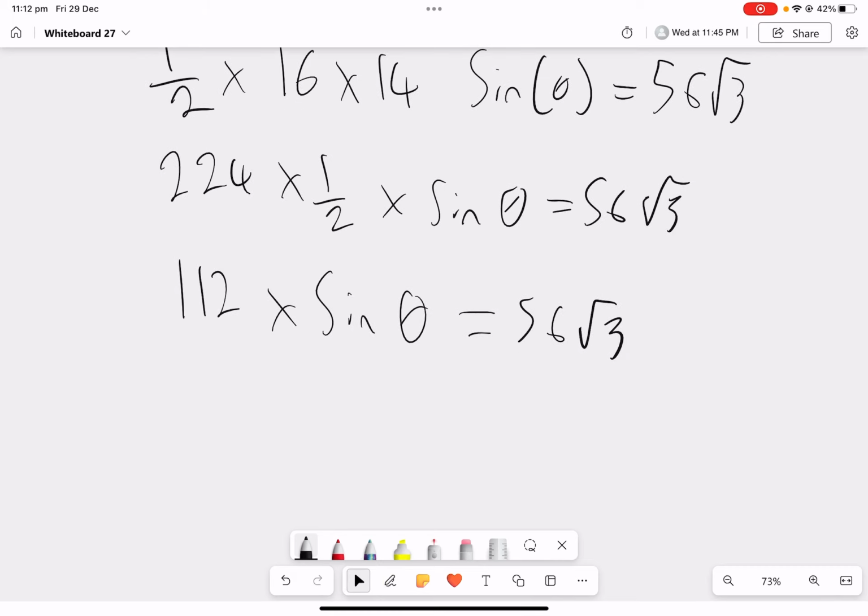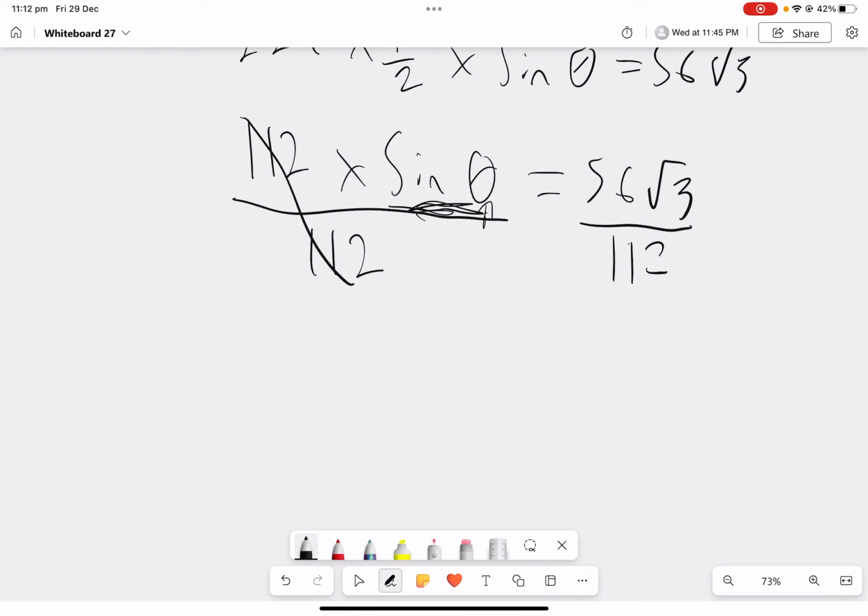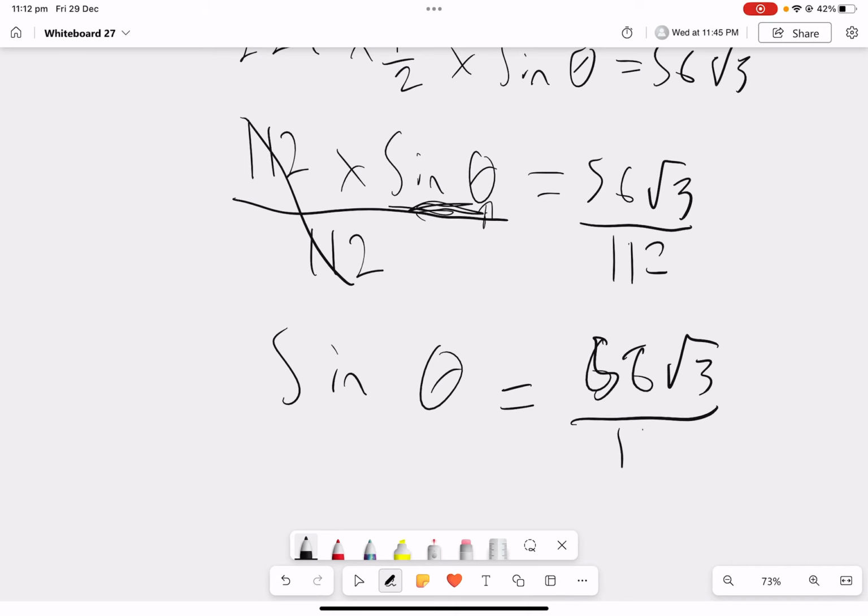Now, I want sine theta by itself because I'm trying to find this angle. So I'm going to divide this side by 112. I'm going to divide this side as well by 112 to keep it in balance. These two cancel, so that leaves me with sine theta equals 56 root 3 over 112.